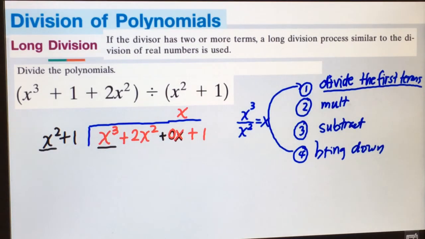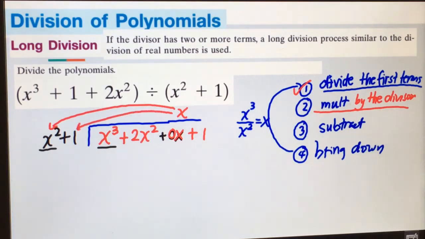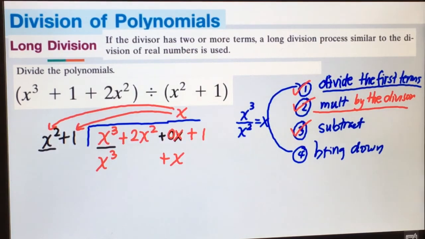After I divide, the next step is to multiply by the divisor. Multiplying by the divisor means I have to multiply both terms here, not just the first term. So multiplying that, I'm going to get x cubed, and I write that under x cubed, plus x. I'm going to skip the x squared and write x under 0x here. So after multiplying, I now subtract.